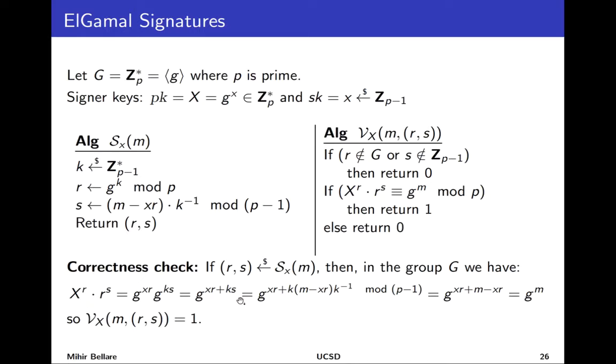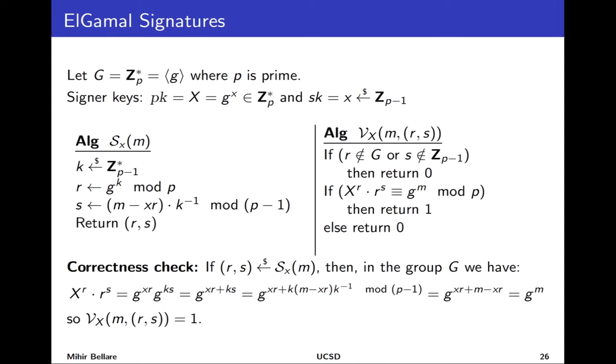And now substitute the value of s from this equation. So you get k times (m minus xr) times k inverse. The k and the k inverse cancel each other. Remember that in the exponents we work mod p minus 1, because in the exponent space everything is modulo the group order. So when this is gone, you get xr plus m minus xr, which is g to the m. And that means verification succeeds, because that's what we had to get. So it's worth checking that you see how all that evolves, that you understand the difference between p and p minus 1, where one is used versus the other, and so forth.